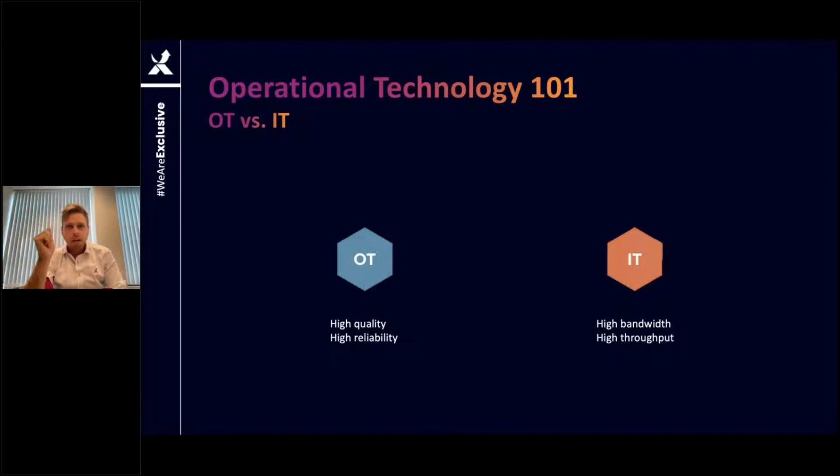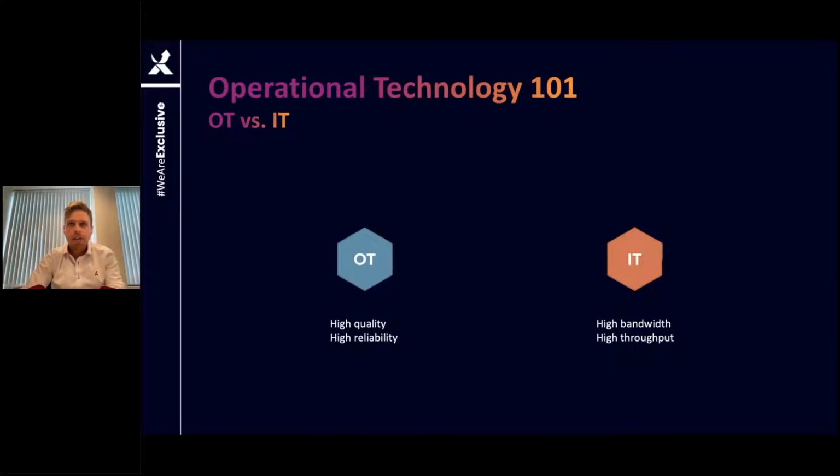IT and OT networks, they can operate in more or less the same environment, but they have completely different goals. OT makes a factory running. Therefore, networks need to be 100% reliable and up at all times. IT, on the other hand, it doesn't matter if you have a glitch in your webinar, for example. So that's not that important to have that 100% reliability and uptime.